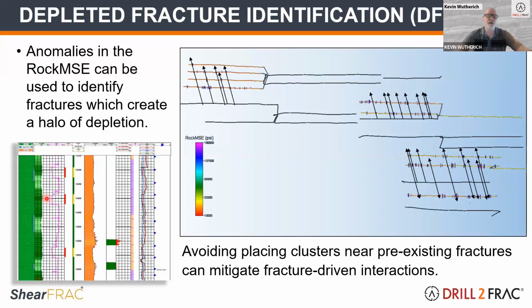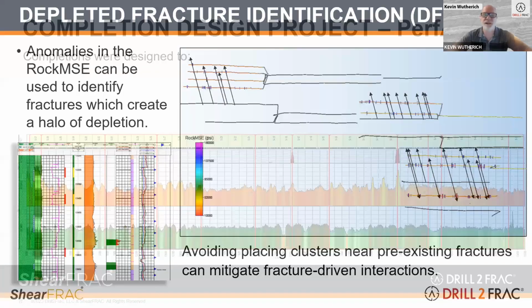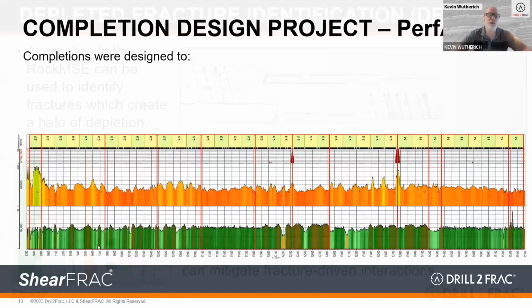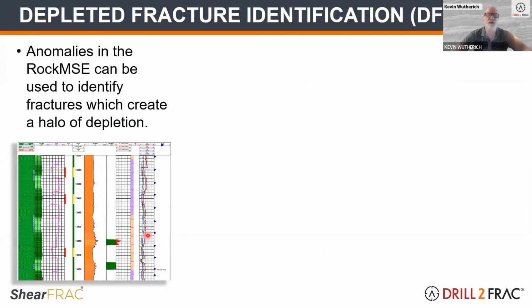So here you can see you've got gamma ray, and I don't know why this is automatically advancing, but you see gamma ray, you see the rock MSE, and in areas you can see that the rock MSE is just jumping more than it should based on the geological response. And we can tie that back to localized depletion.